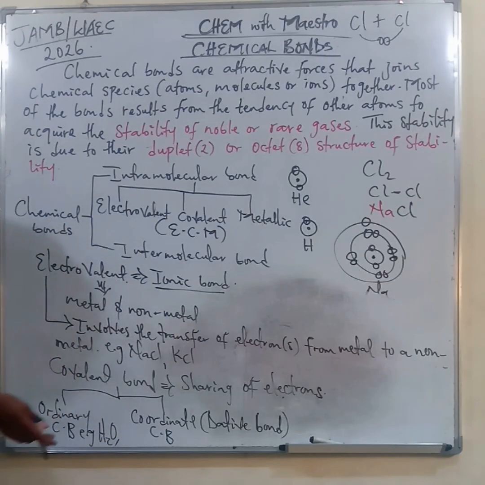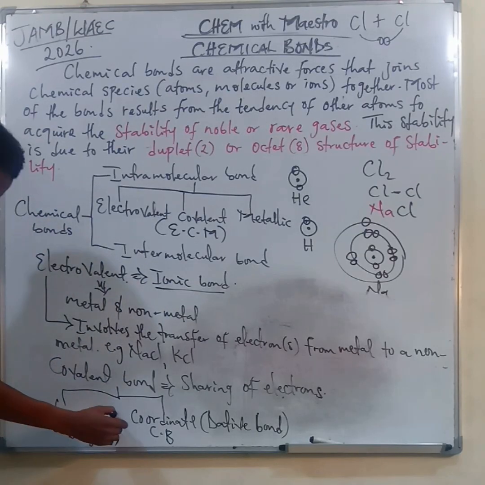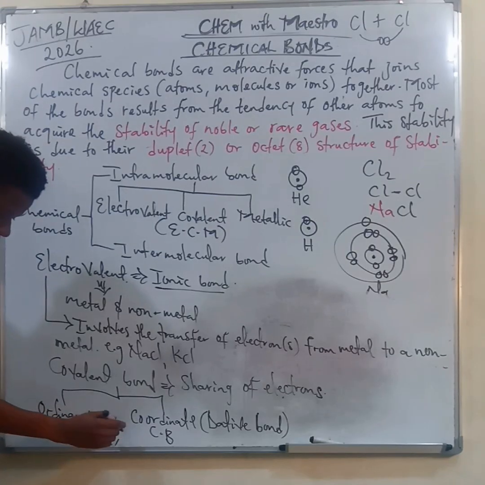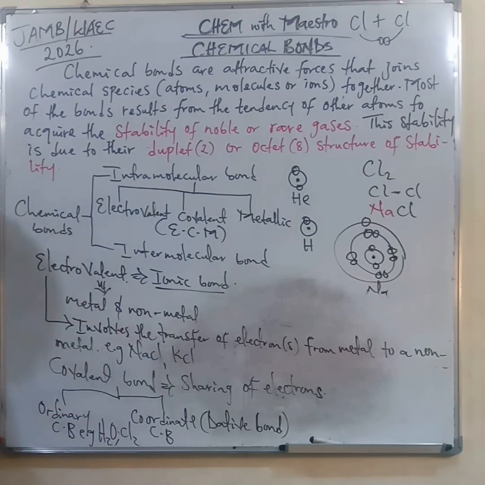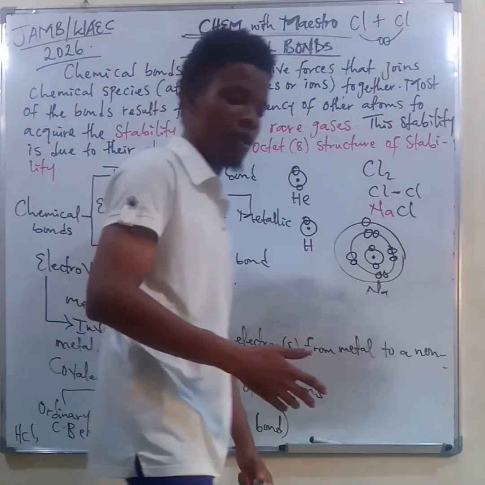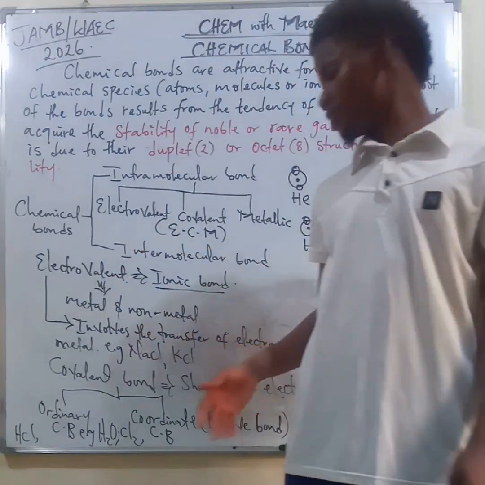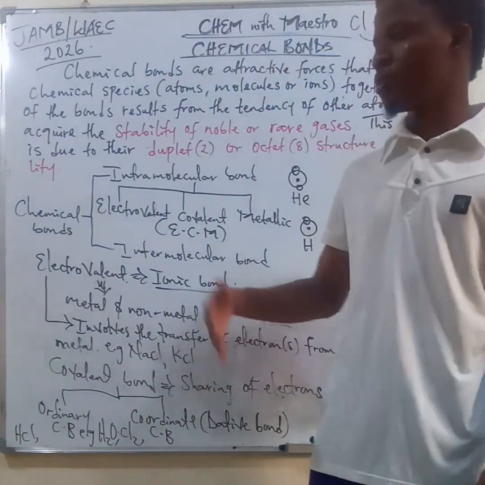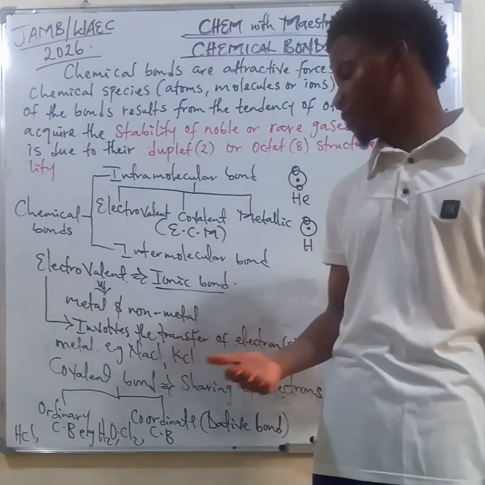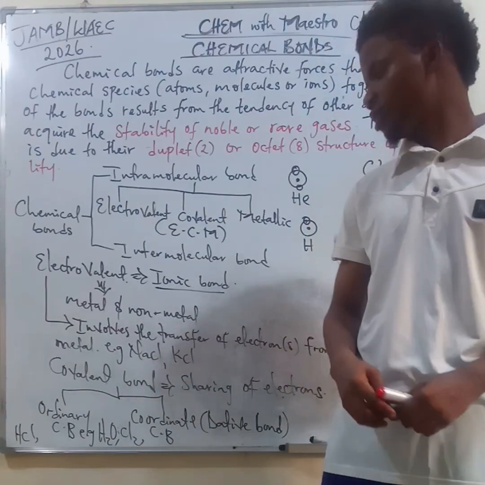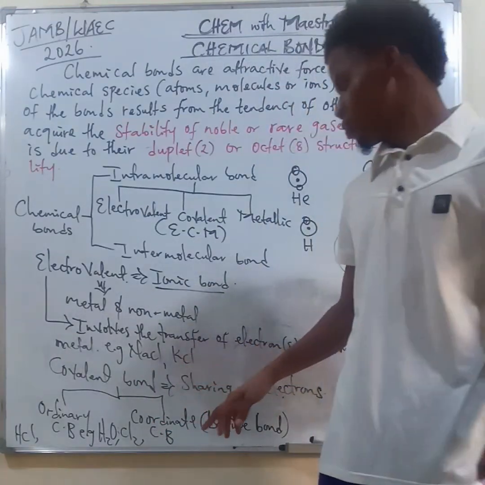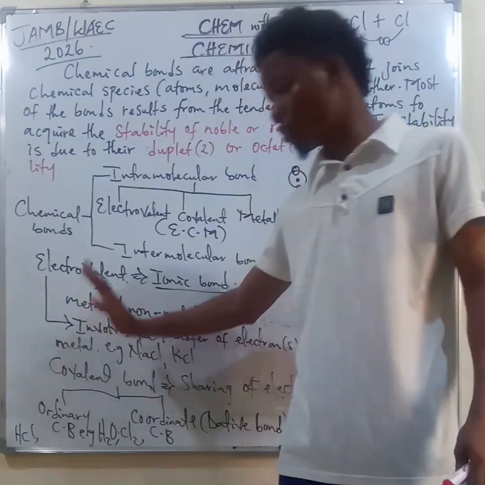Hydrogen is a non-metal, oxygen is a non-metal. So you also have the chlorine molecule, Cl2. We have hydrogen chloride gas, HCl. Now most compounds that are just a combination of non-metal and non-metal, we have covalent bond. So that is the ordinary covalent bond.